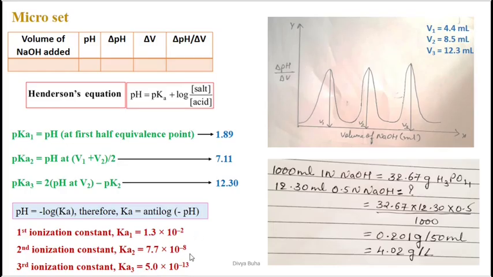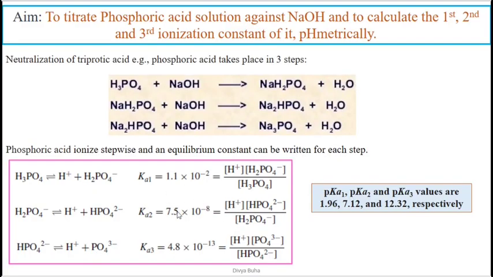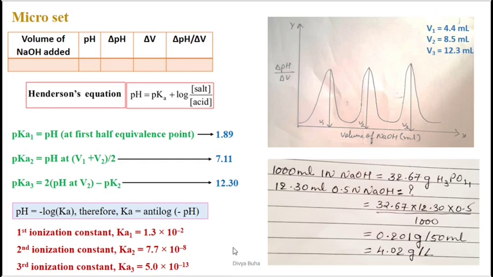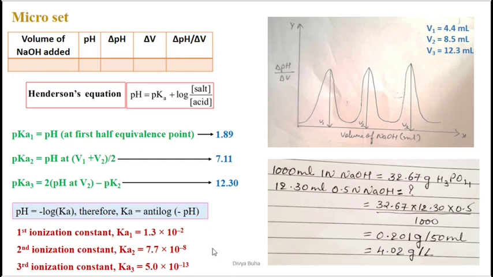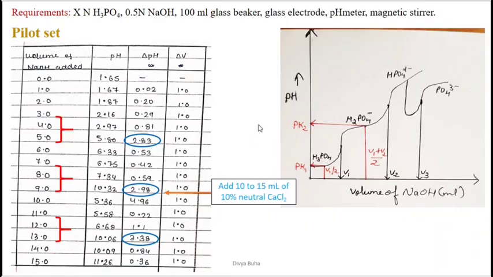So over here also, from the practical which we have done, the values are in 10 raised to minus 2, 10 raised to minus 8, and 10 raised to minus 13, which are nearer to the ionization constant values at 25 degrees Celsius, right? So there would be slight changes in the values due to the change in temperature that would happen. Okay, or else the values are highly accurate. Okay, they are very near to the standard values at 25 degrees Celsius. So in this way you can find out the first, second, and third ionization constants of phosphoric acid, which is a triprotic acid.